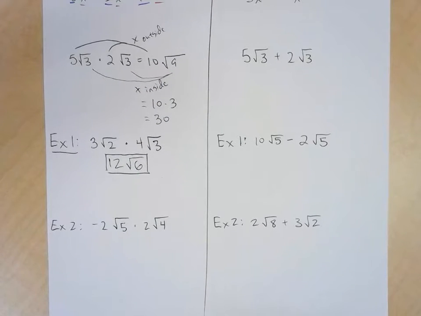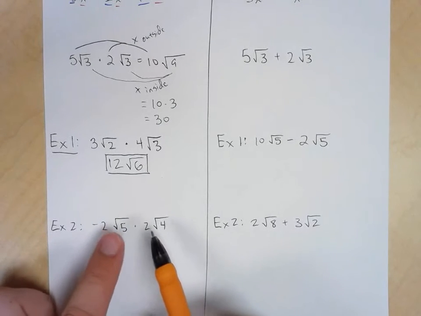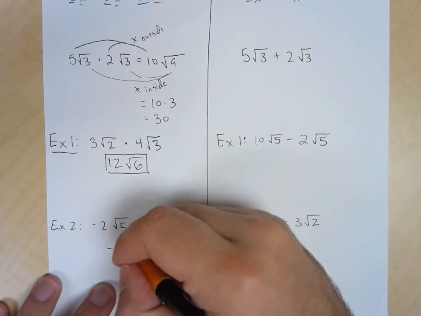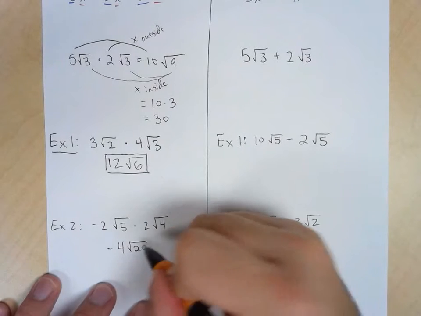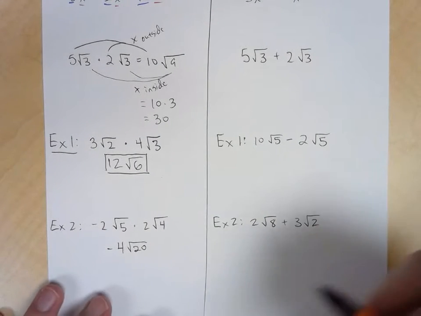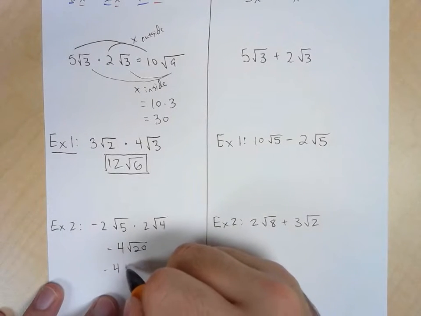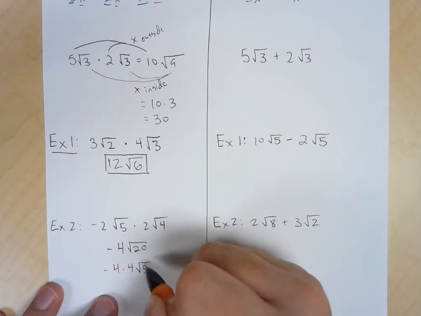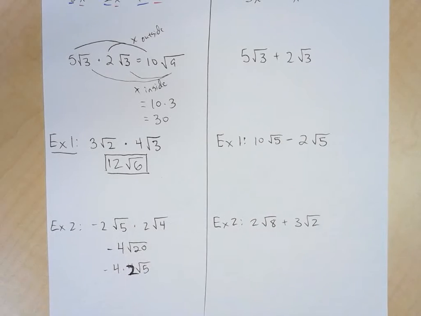Okay, last example. We're multiplying, so we multiply the outside numbers and multiply the inside numbers. Negative 2 times positive 2 is negative 4 on the outside. 5 times 4 is 20, which we know we can break down using the factor tree. So we're going to get negative 4, and then the square root of 20 is going to give us 4 square root of 5, no sorry, not 4 square root of 5, 2 square root of 5. That's a 2.